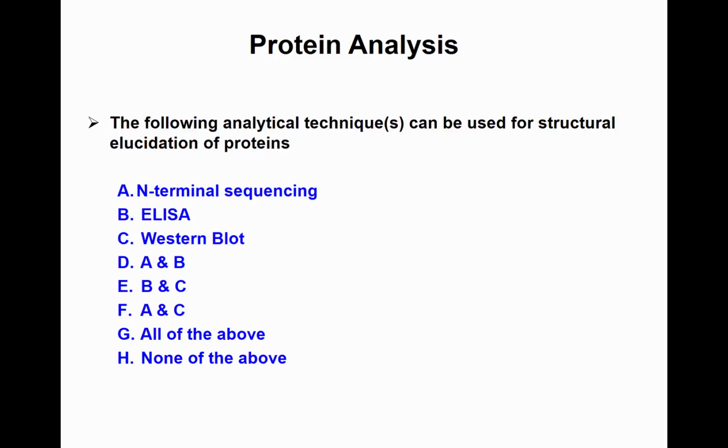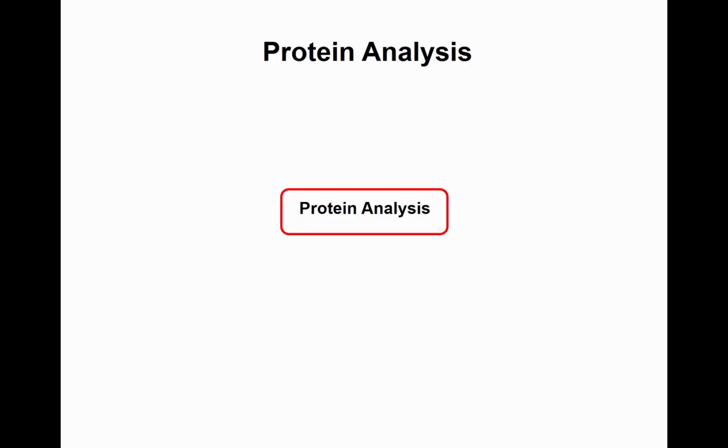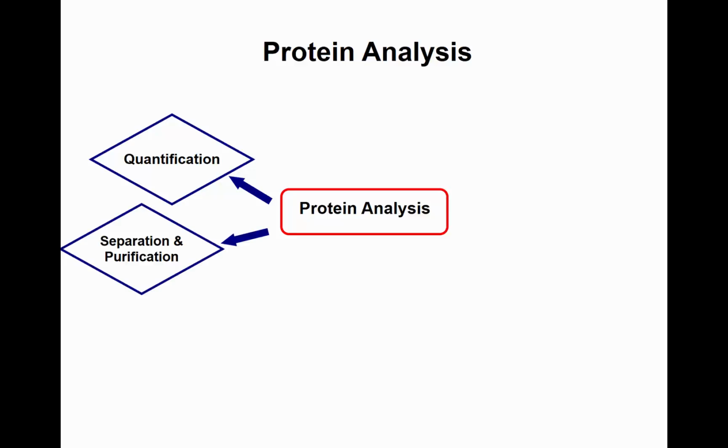So N-terminal sequencing is a methodology that I'll talk briefly about today, where you actually determine the composition or the sequence of amino acids starting from the N-terminal amino group. So protein analysis encompasses quantification, separation and purification, and characterization and identification of the protein. By characterization, it's mostly structural characterization, compositional characterization, as well as other physicochemical characterization.